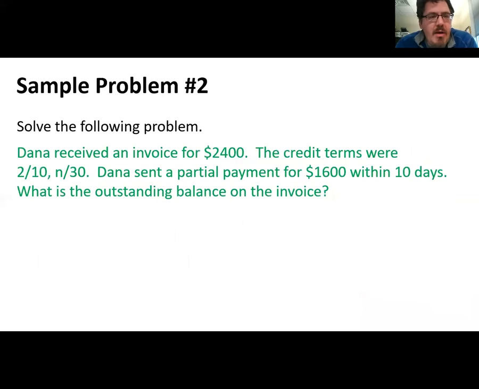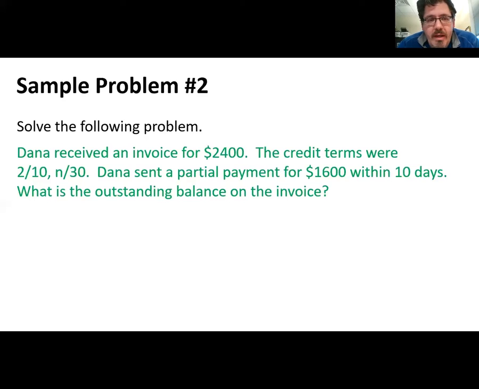Okay, this time, Dana receives an invoice for $2,400. The credit terms were $210 net 30. Dana then sent a partial payment for $1,600 within 10 days. What is the outstanding balance on the invoice?